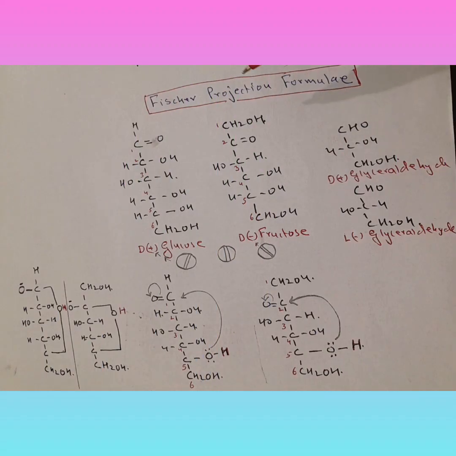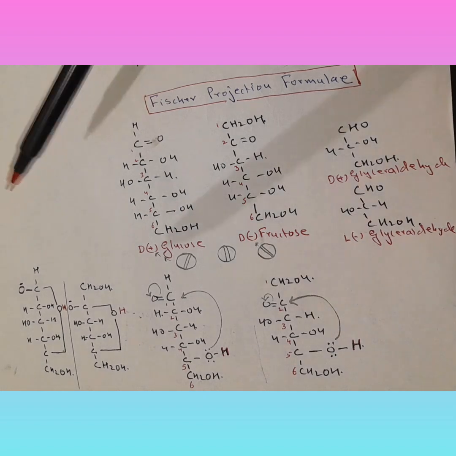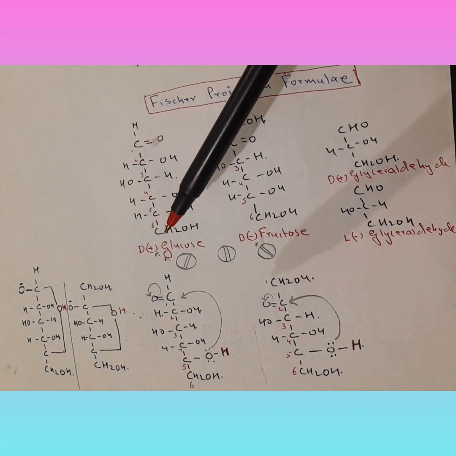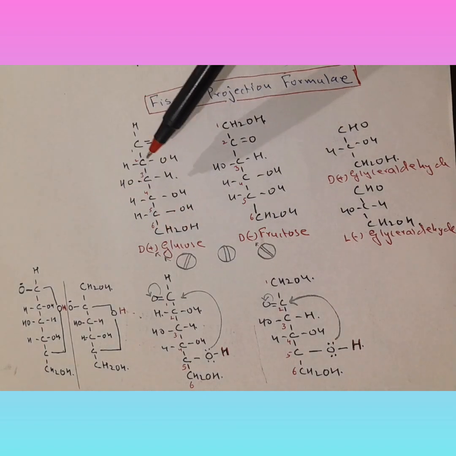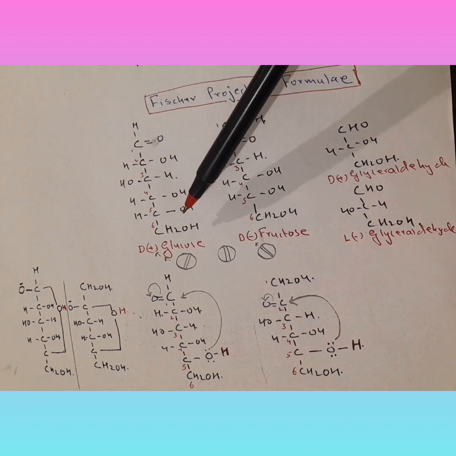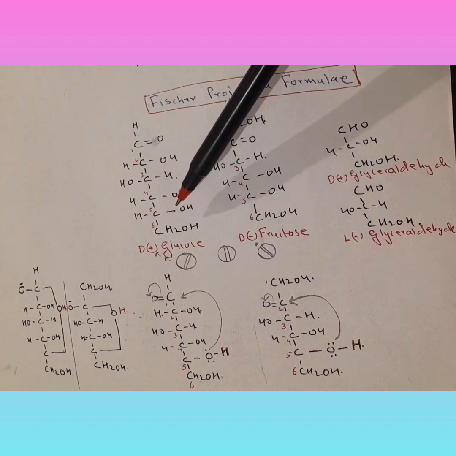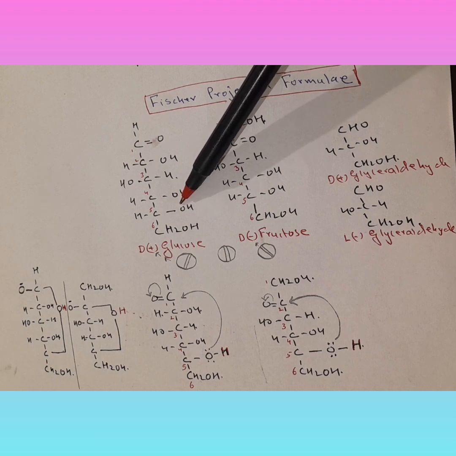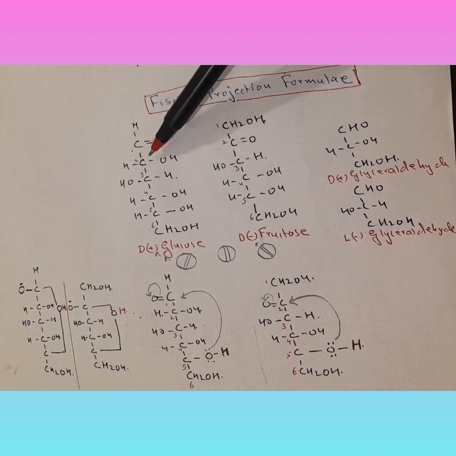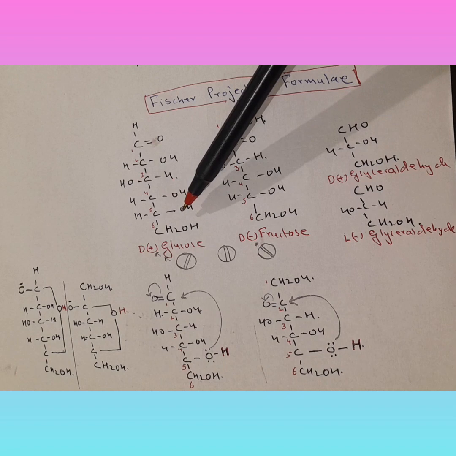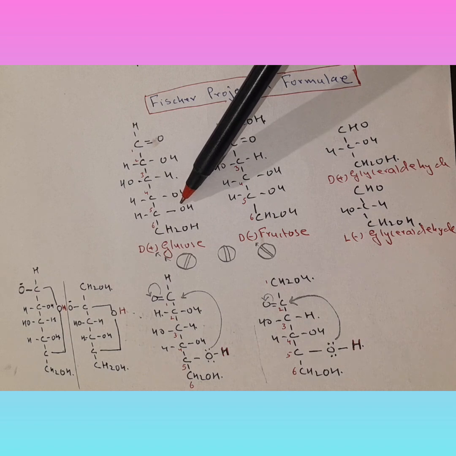Having understood Fischer's projection formula, let's get into Haworth's formula. Now in case of Haworth's formula, what basically happens is cyclization. Now we have got OH over here. We know that all the O's which are there have two lone pairs of electrons. So this lone pair of electrons is going to play some magic now. Let's understand what magic it does.